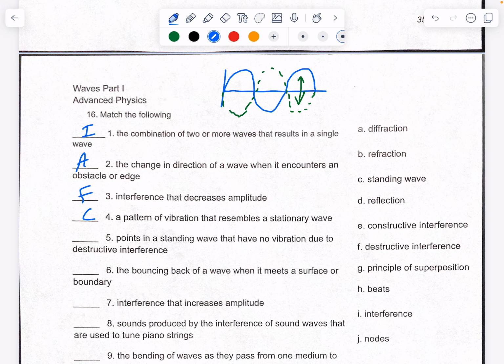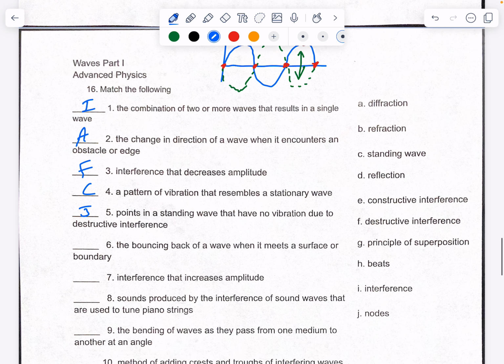5, points in a standing wave that have no vibration due to destructive interference. So no vibration means you have 0 amplitude. So destructive interference causes nodes. Remember, if you have no amplitude, that's a node. If you do have amplitude, like if it's constructive interference, that would be an antinode. So remember, a node would be like right here. So that's 1, 2, 3, 4 nodes, and your antinodes would be your maximums. So that'd be 3 antinodes. So 4 nodes and 3 antinodes.